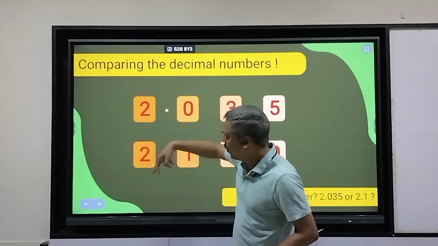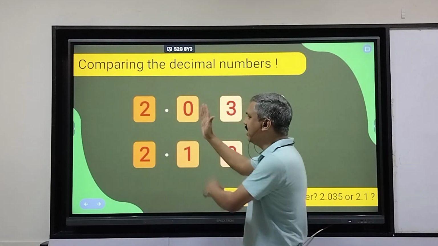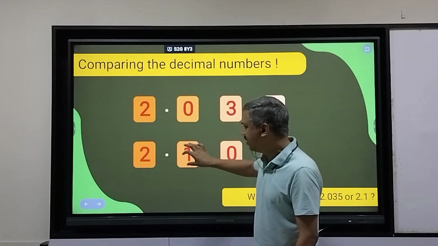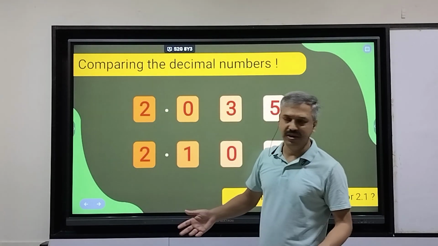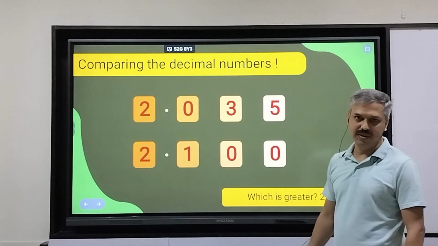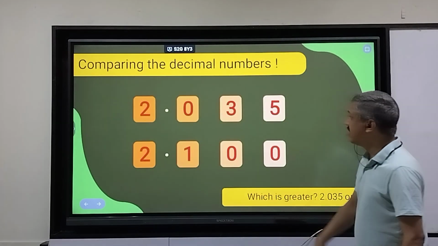Now the highest value they are equal, but the second highest, there is a difference. So the number which has the higher digit is the greater number. So we know that 2.1 is greater than 2.035. Let's see the next one.